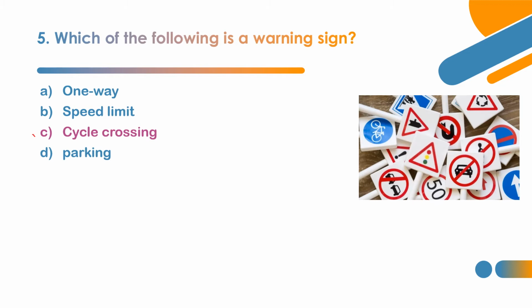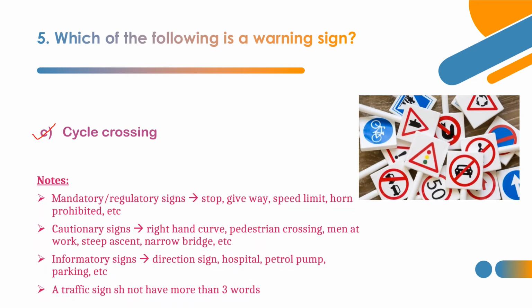So cycle crossing is a type of warning sign. It's an example of a warning sign. So what is a mandatory or regulatory sign? For example, the stop sign. Stop sign is an octagonal shaped signboard, and give way is an inverted triangle. These are all mandatory or regulatory signs. Speed limit is a circle. You can see in this diagram the speed limit sign and the horn prohibited sign. These are some examples of mandatory or regulatory signs.